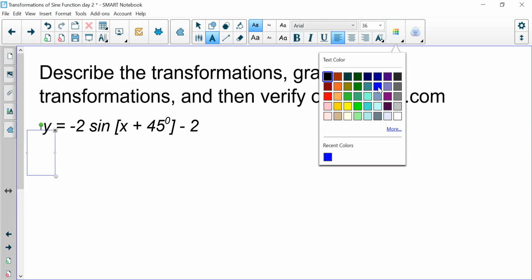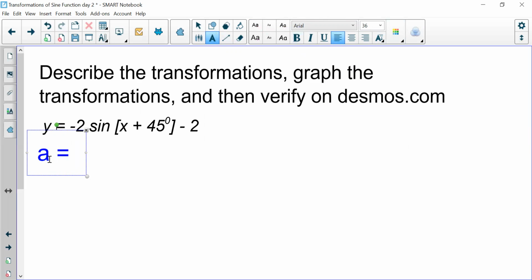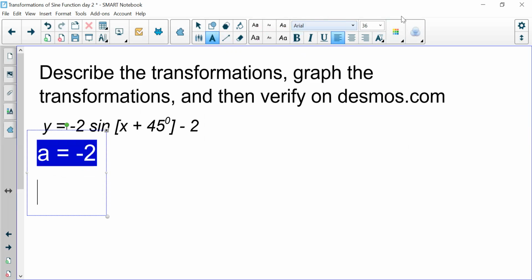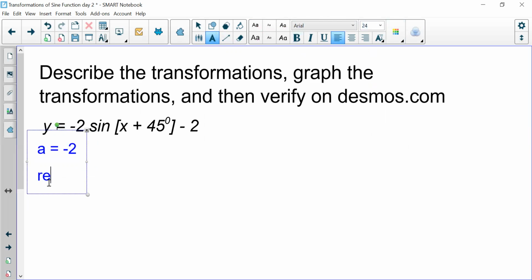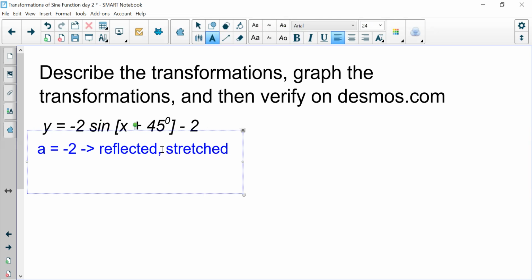First of all, my A value is -2. What do you think that does to my sine function? Opens down. Okay, good. It's going to be reflected. So it should start at 0 and go down from 0. What else? Stretched. Okay, good. So my highs and my lows should be twice as high. So it should be stretched by 2.